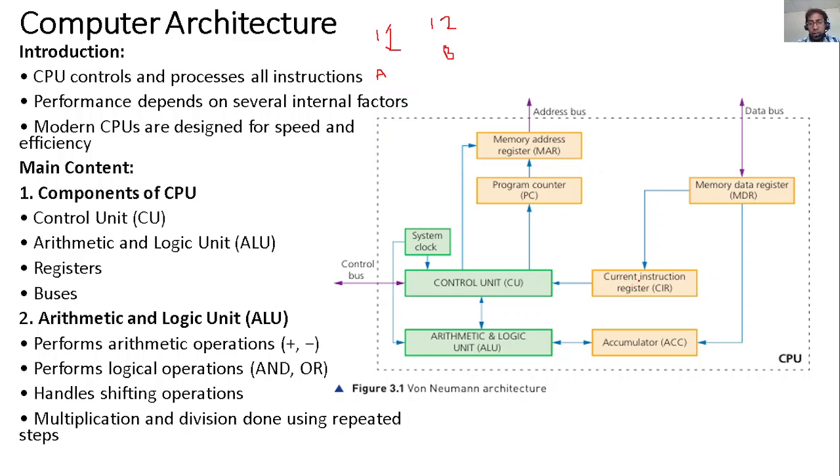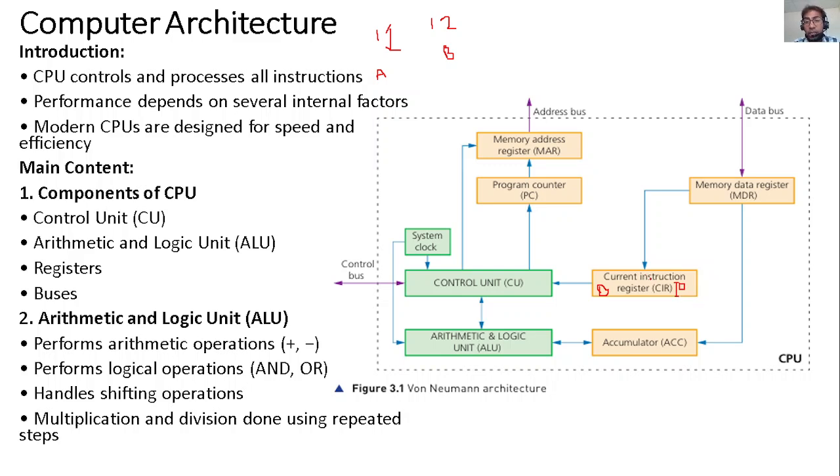It already has the current instruction in the current instruction register, the CIR. What is happening? The program counter is pointing to the next instruction. Imagine the current instruction is I0. I0 is the current instruction that is present in the current instruction register. This instruction is here. So what is happening?